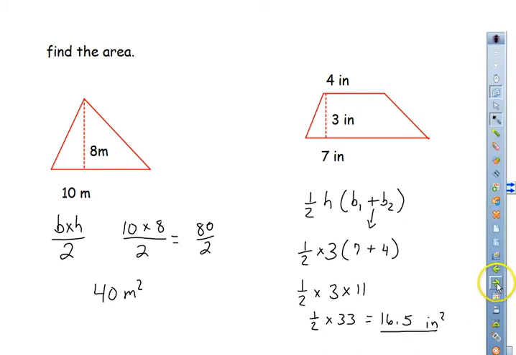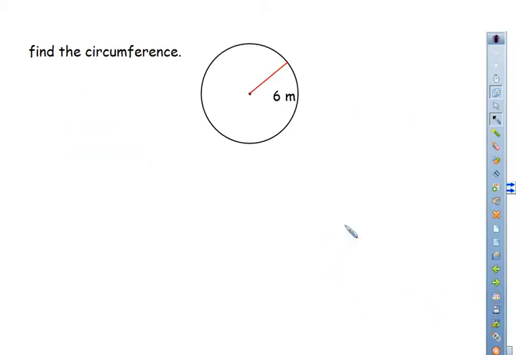Okay. Next problem is finding the circumference. So go ahead and do that. Hit pause.